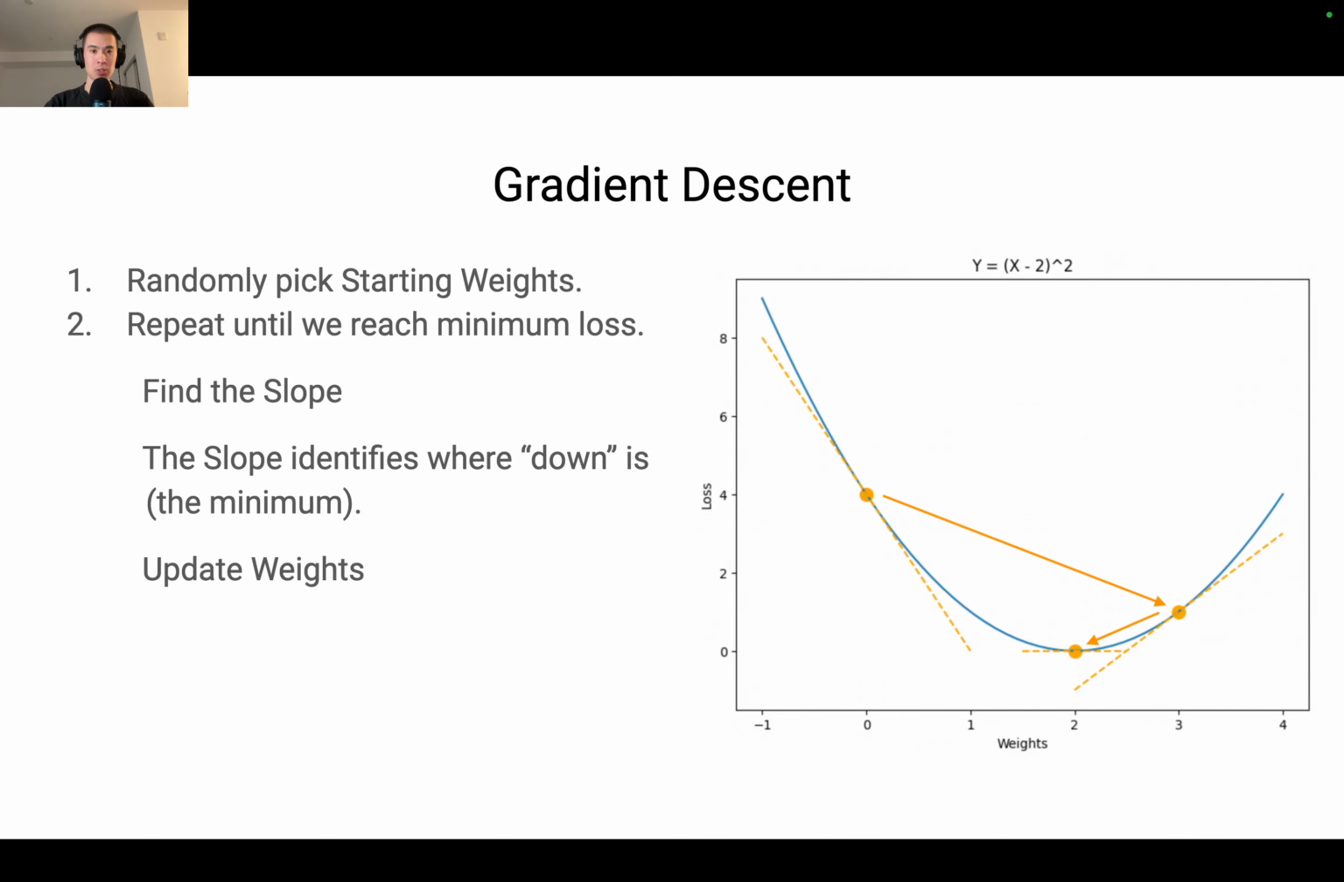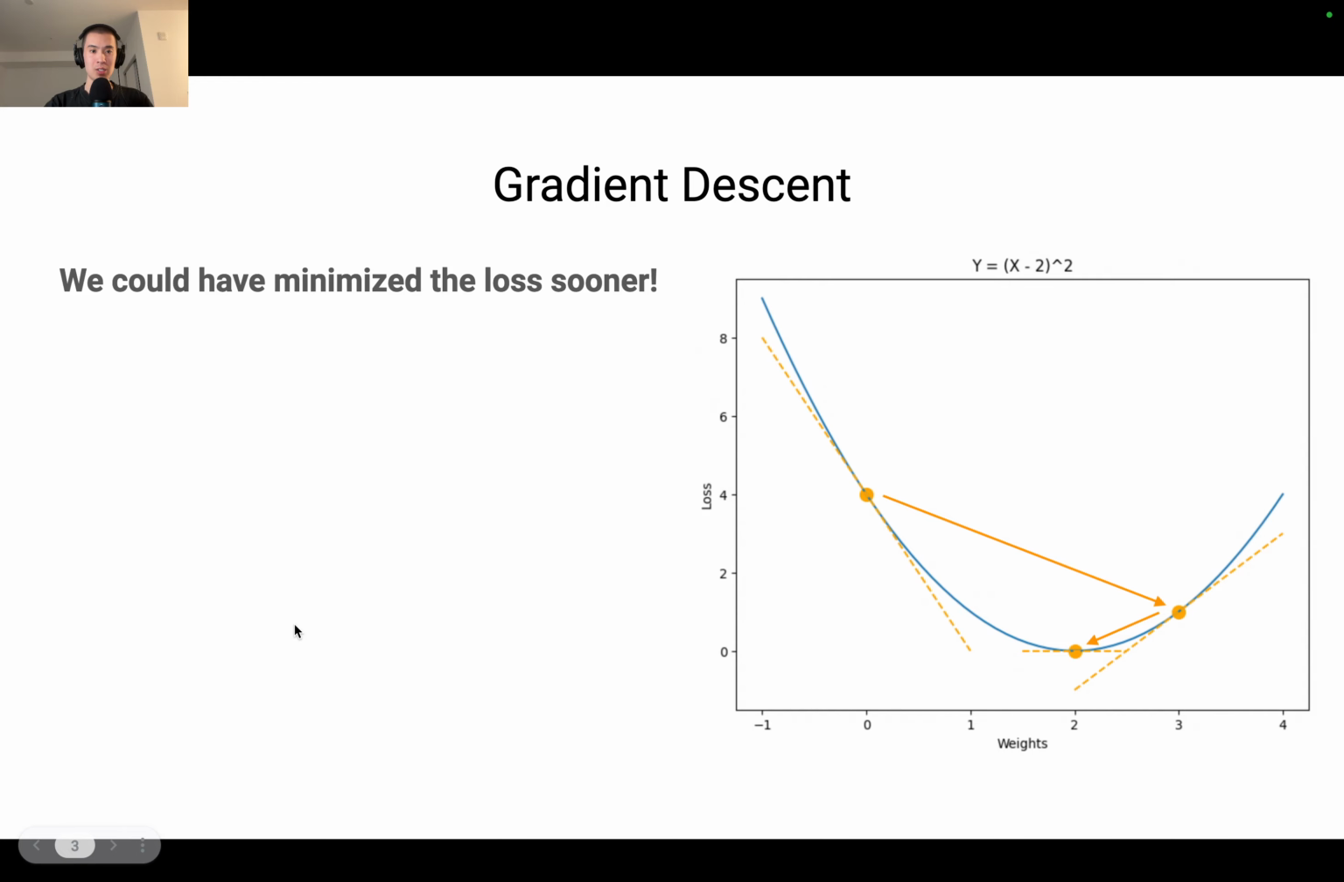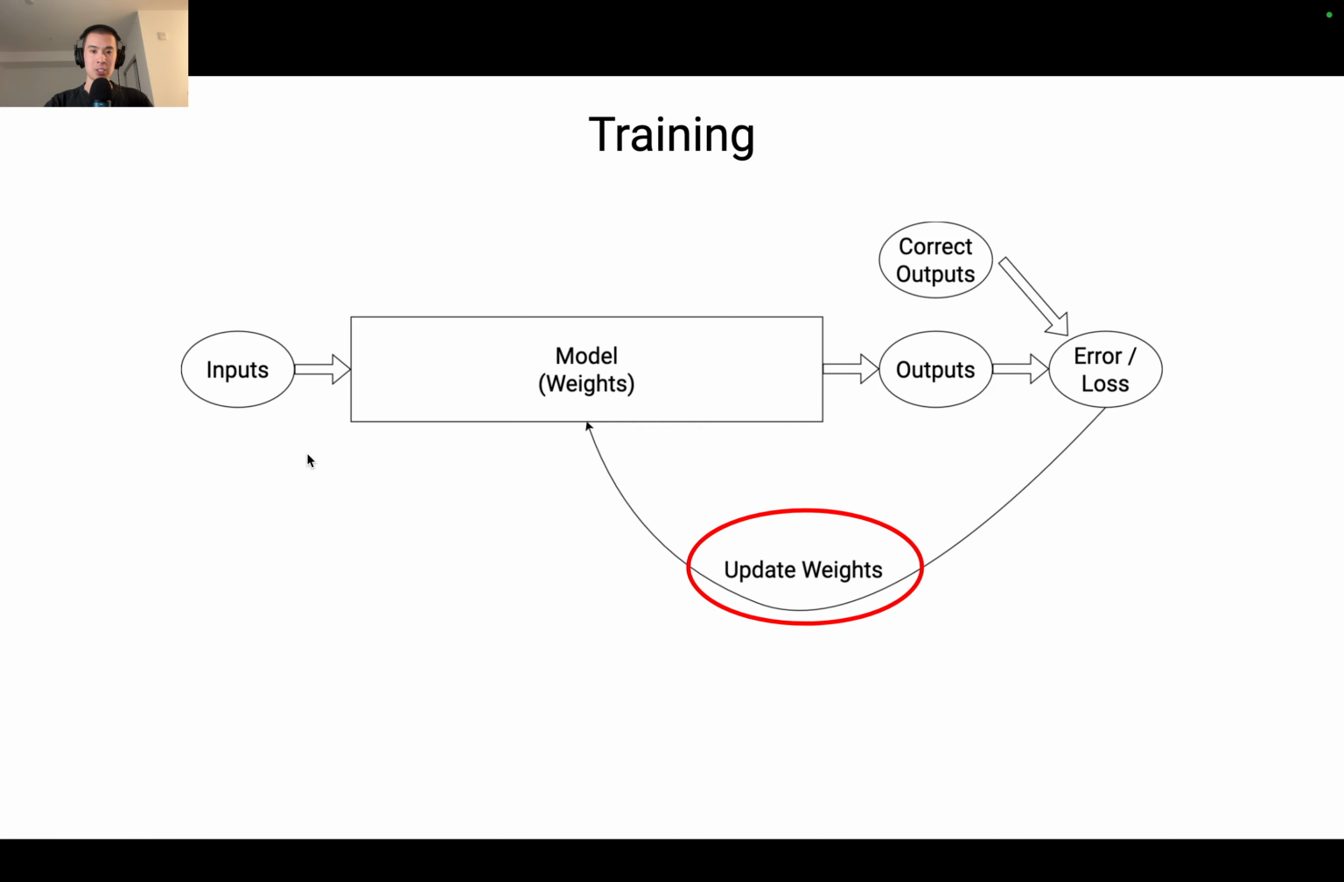So earlier on in this course, we talked about gradient descent, which updates the weights, and we could have minimized the loss sooner. Here we went from 0 to 3 to 2. So once our weight value is 2, we have an optimal or minimal loss of 0. But we could have done this with just 0 to 2. So instead of doing two weight update operations, we could have just done one weight update operation. So in this video, learning rate is about updating the weights in this training process for the model.